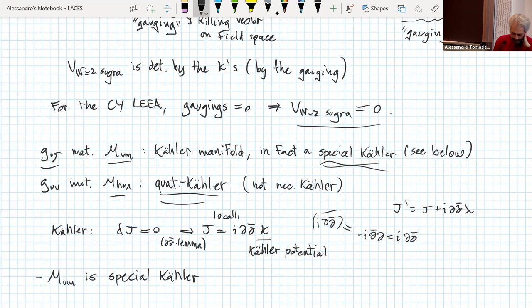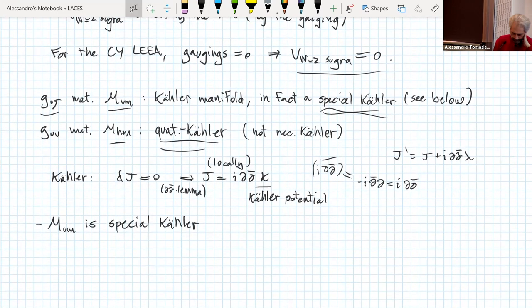Locally defined. So now MVM is special scalar if the following things happen. Well, now it's time to tell you about the Hodge scalar condition.